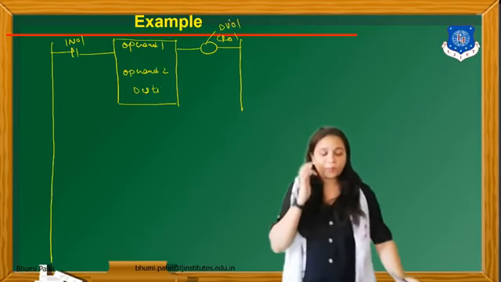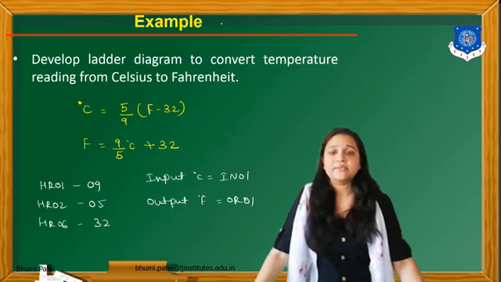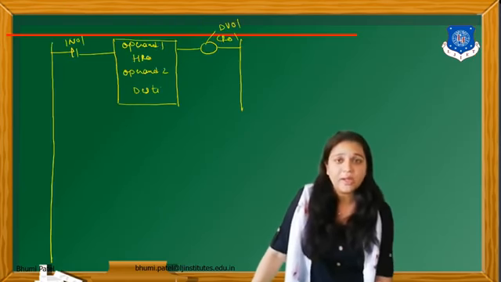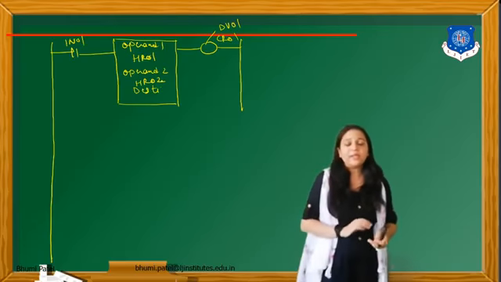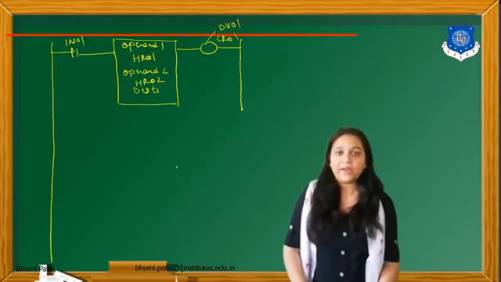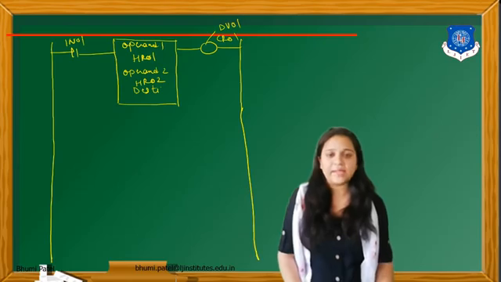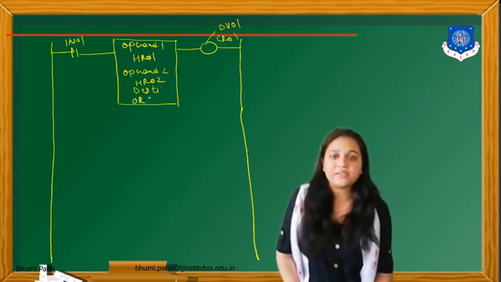Now what is operand 1? Here you can see that 9 is in HR01, so operand 1 is HR01 and operand 2 is HR02. So we simply divide 9 by 5. Next, whatever answer there is will be saved in the destination address. Suppose our destination address is OR01.